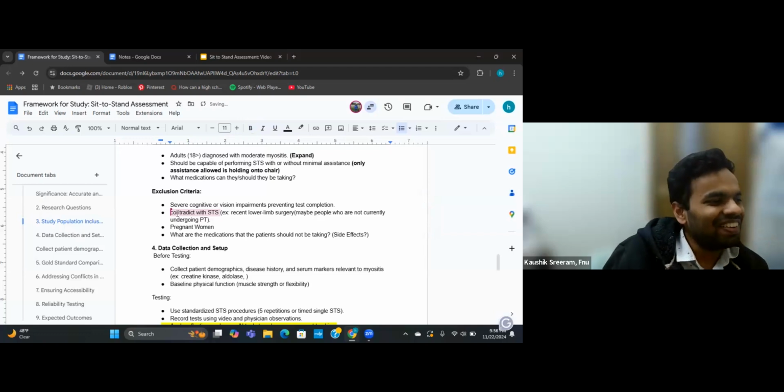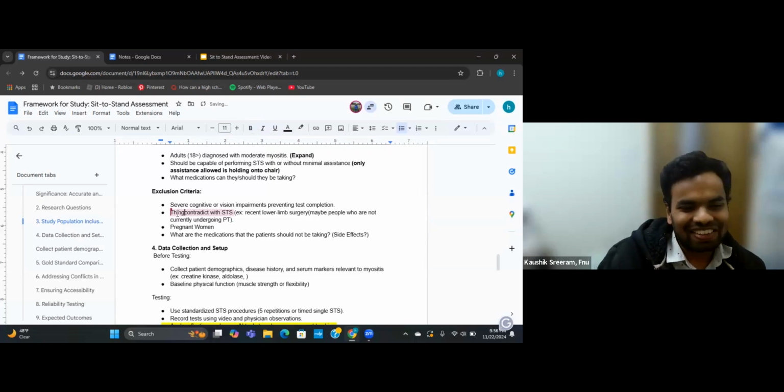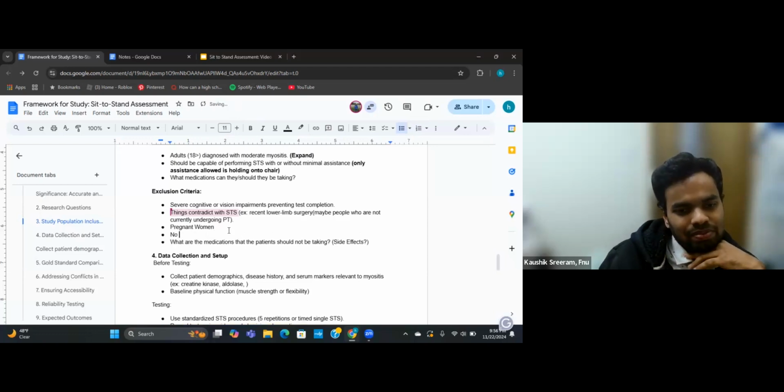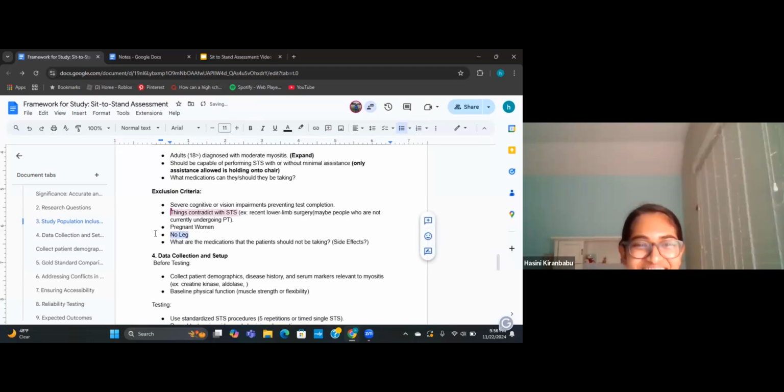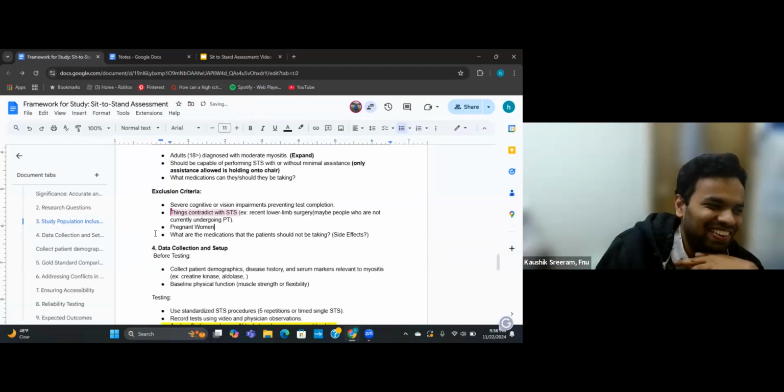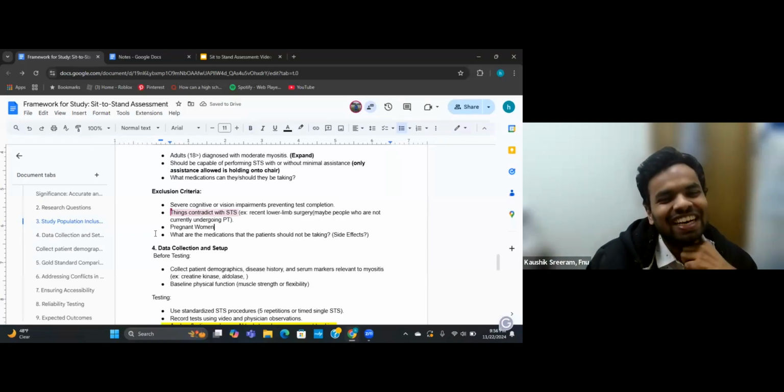Leg, no leg, one leg. I mean, that's too simple, but try to make it as simple as possible. Just kidding.